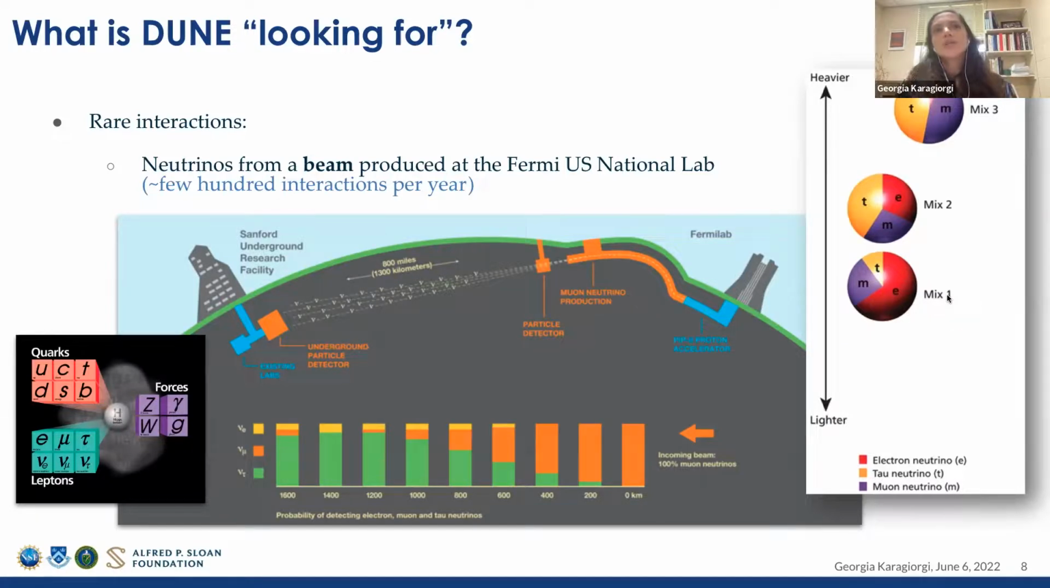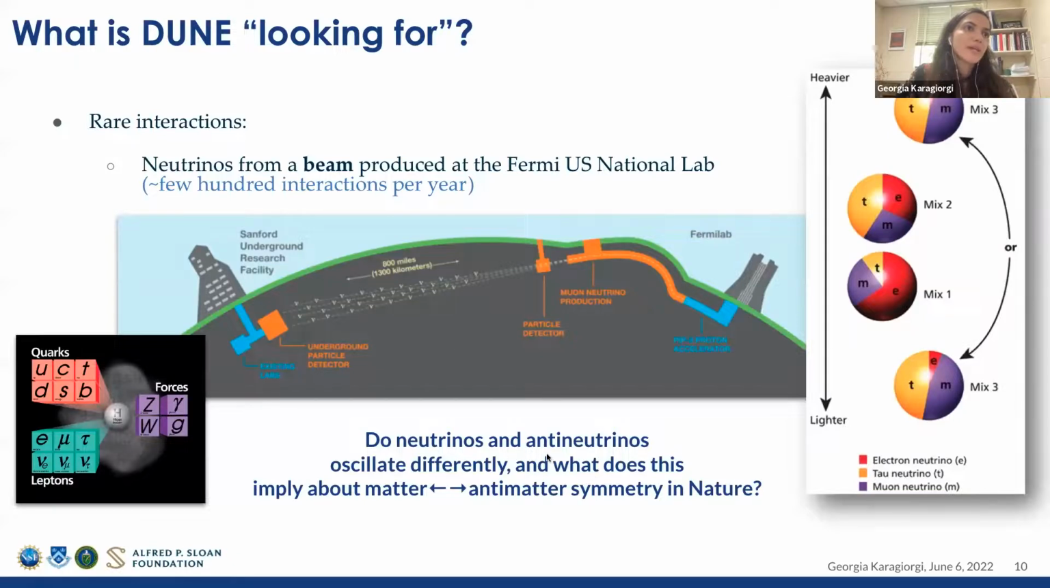Okay. So DUNE will be able to look for these oscillations and measure them for both a neutrino beam as well as an anti-neutrino beam. And comparing neutrino and anti-neutrino oscillations allows DUNE to determine whether neutrinos and antineutrinos oscillate differently. And if that is the case, then this bears implications about the matter-antimatter symmetries in nature. And in particular, it might bear implication as to why there is more matter than antimatter in our universe today.